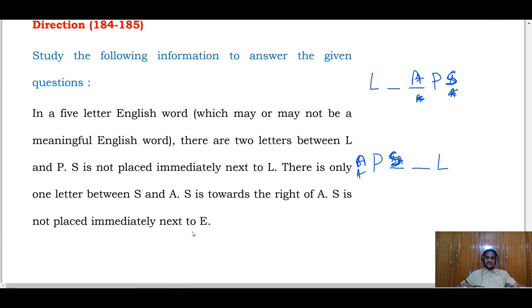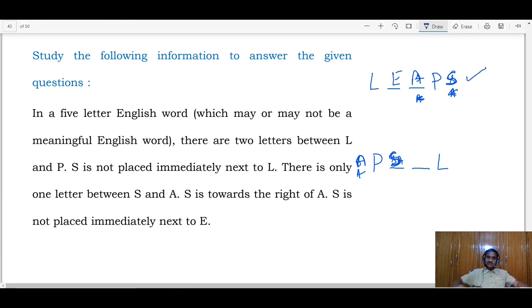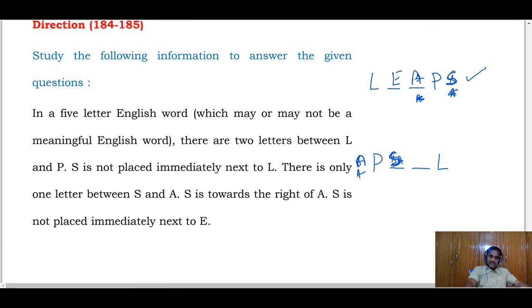And S is not placed immediately next to E. E cannot be at this place. As E cannot be here, this is not possible. Hence E is here. So what is the answer we have? Leaves is the word that can be found with the help of these conditions.